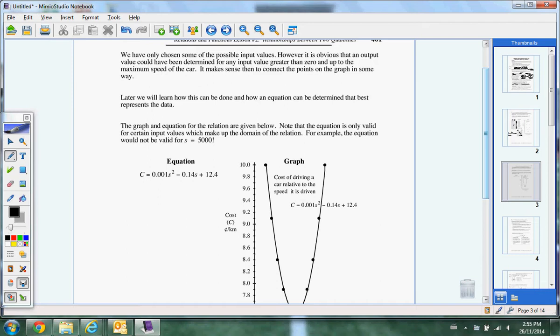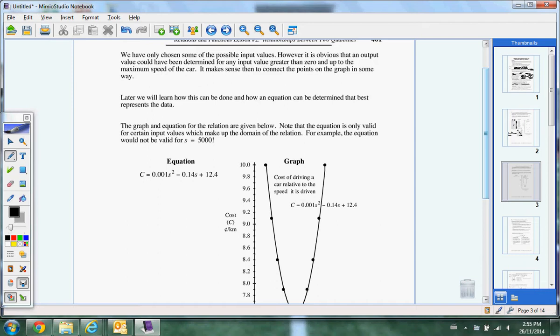So the graph of the equation of the relation is given below. Note the equation is only valid for certain input values, which make up the domain of the relation. That means our domain was from 20 to 120, so those are the only input values we can have.